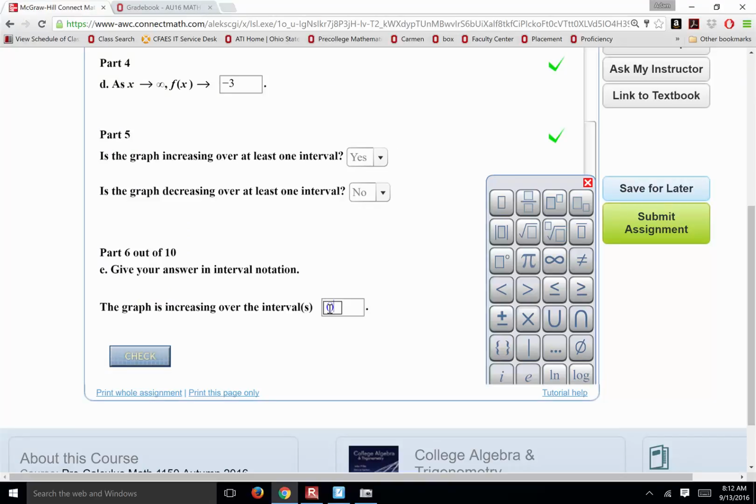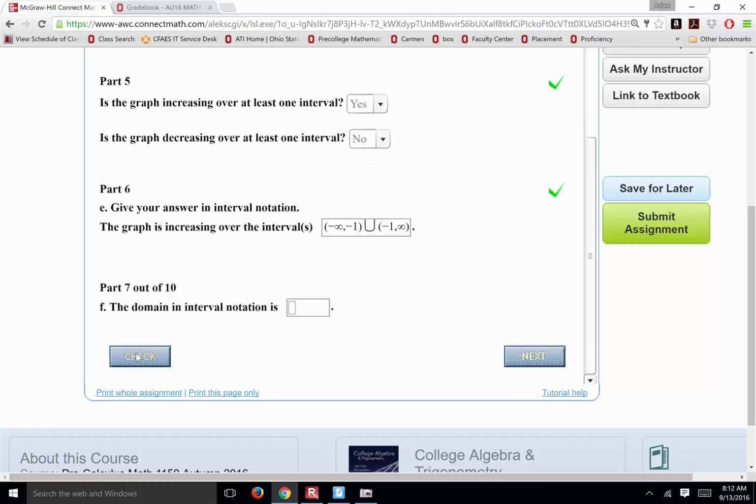It's increasing over negative infinity to minus 1, union, and then you keep increasing after minus 1, not at minus 1. Okay. I lost power. There we go, we're back. I just typed it in, minus infinity to minus 1, union minus 1 to infinity. We're just taking a pit stop at minus 1.